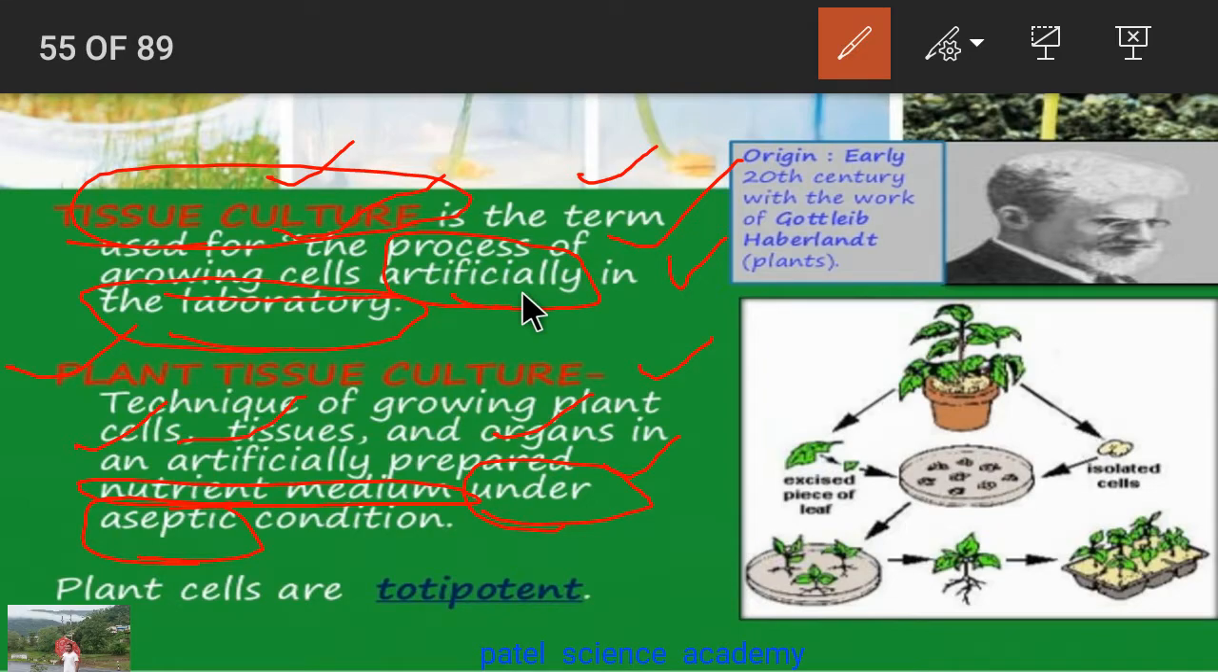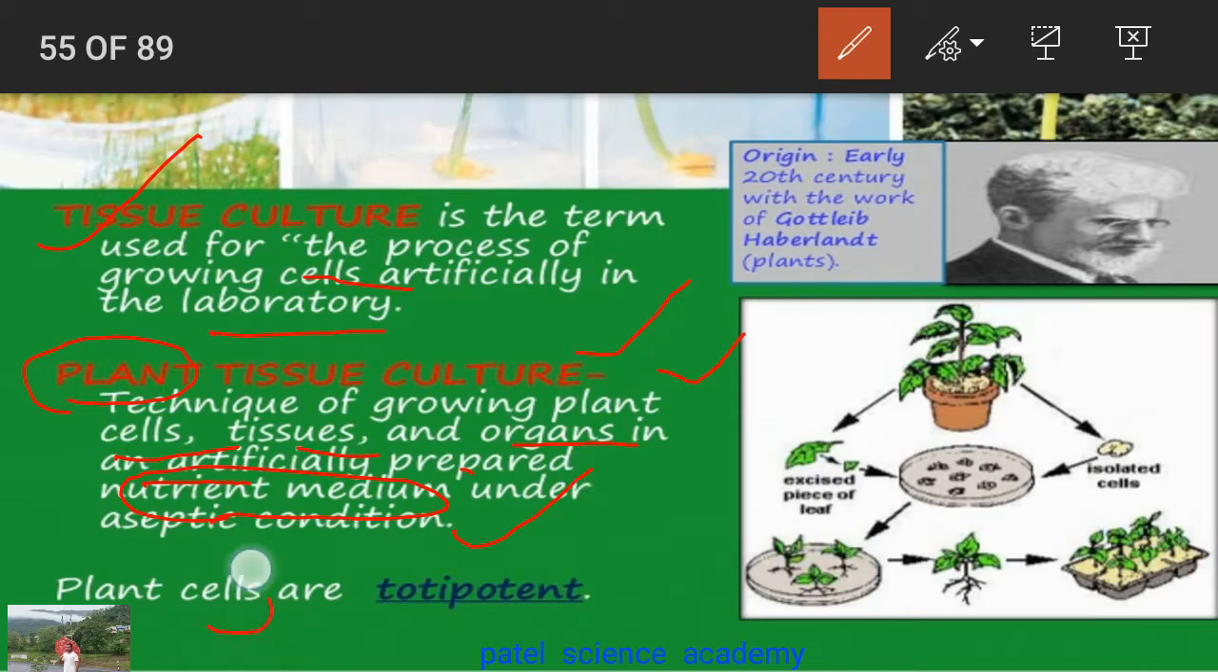So simply, the tissue culture technique is the process of growing cells artificially in the laboratory, and plant tissue culture is related to plants. It is the technique of growing plant cells, tissues or organs in an artificially prepared nutrient medium in aseptic condition to produce the whole plant. And the plant cell has a most important characteristic, called the totipotent characteristic. What is this totipotent characteristic? We'll see in the next slide.